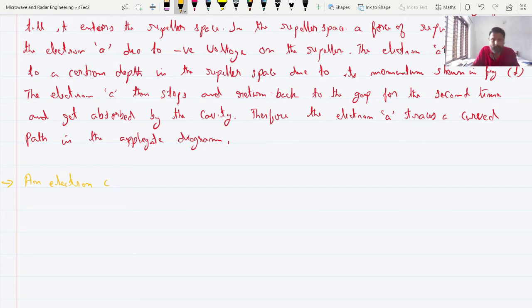And the electron that passes through the gap a quarter of the cycle before the electron A encounters. Okay, before the electron A.